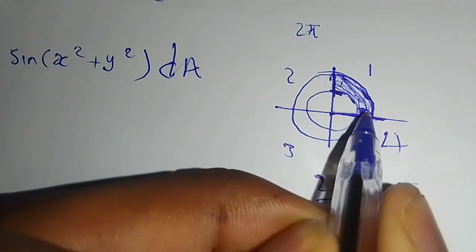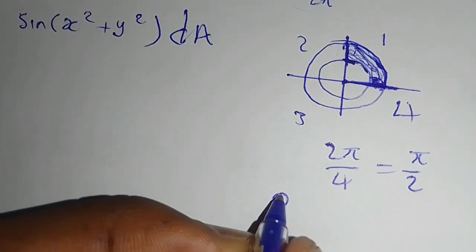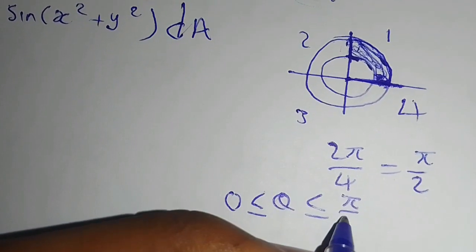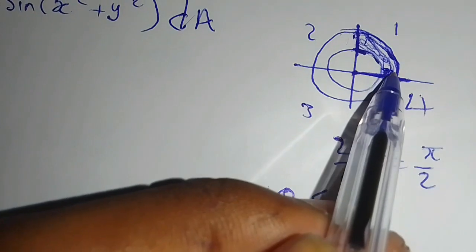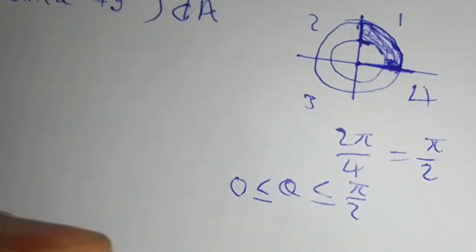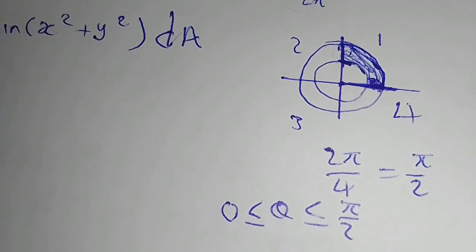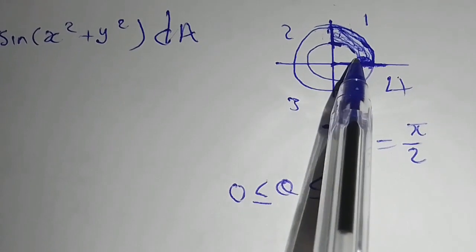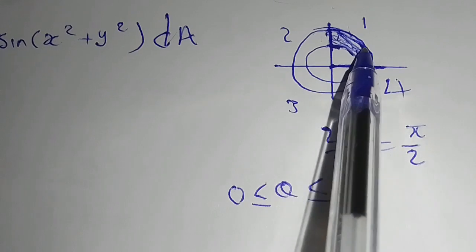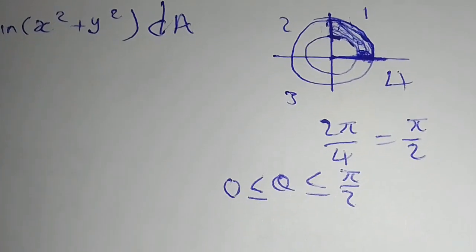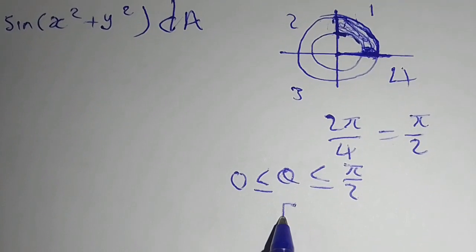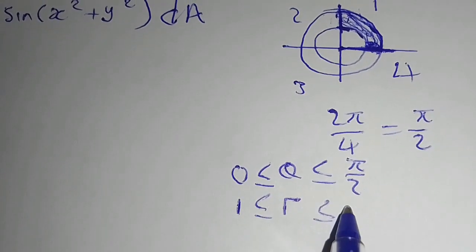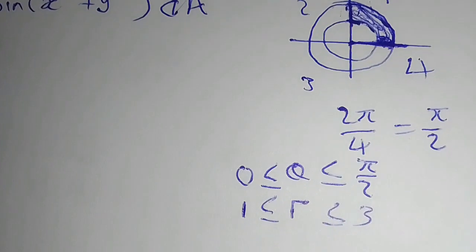Our angle starts at 0. So basically, theta will start at 0, and then we go to pi over 2. That's basically 0 all the way up to there. Now let's look at r, what actually happens with r right there. r in this case basically just starts from the smaller circle right here, going on to the larger circle right there, which basically goes from 1 to 3.